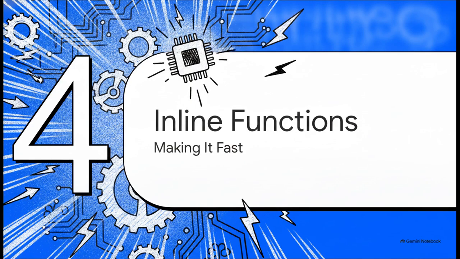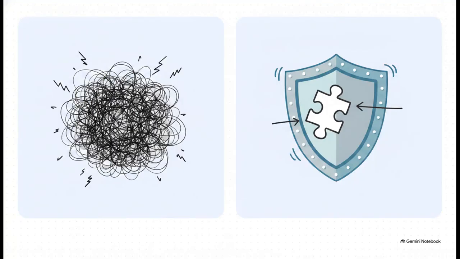Okay, Section 4, making it fast, inline. Back in the day, programmers used macros to speed up small bits of code, but macros are basically just blind copy-paste machines. If you pass an expression like ++a into a macro that squares a number, it dangerously evaluates it multiple times, which totally ruins your math.